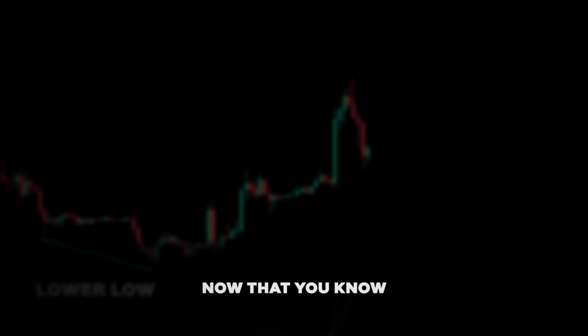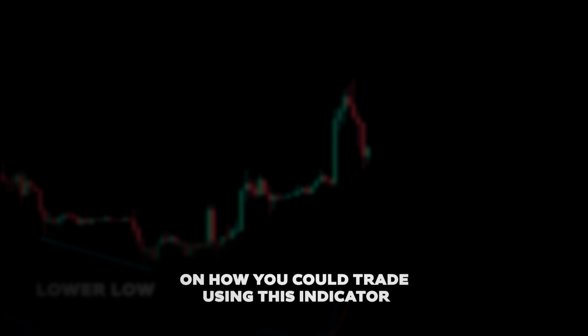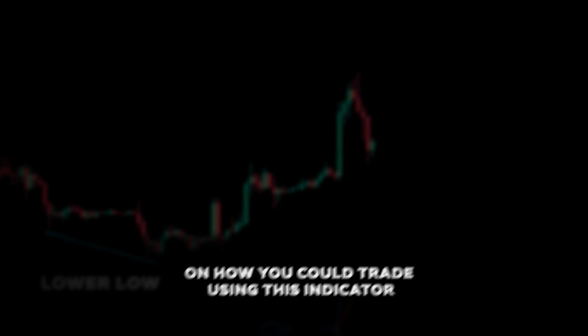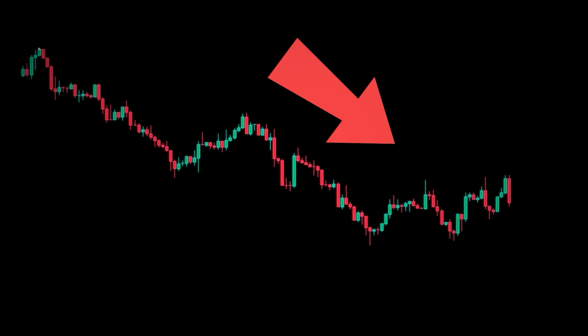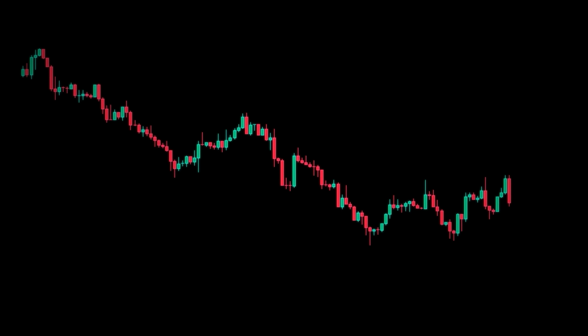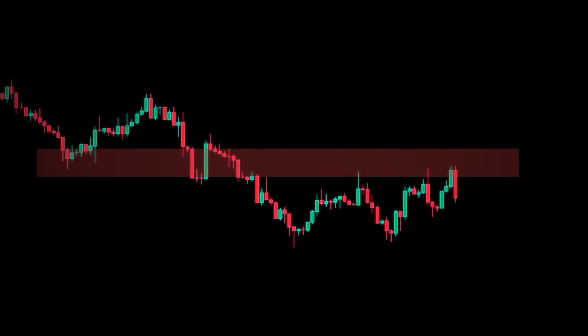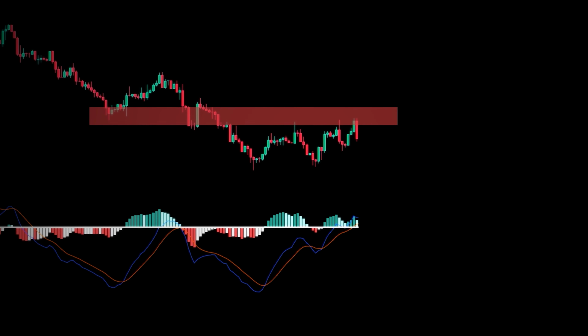Now that you know all the different components and uses of the MACD indicator, let's go over some examples on how you could trade using this indicator. Here we can see that the higher time frame trend is bearish, as it's consistently making a series of lower highs and lower lows. With this in mind, we should look only for shorting opportunities. Looking at the current price action, we see how this previous support area is now acting as resistance. We want to wait for the MACD and signal line to cross downwards.